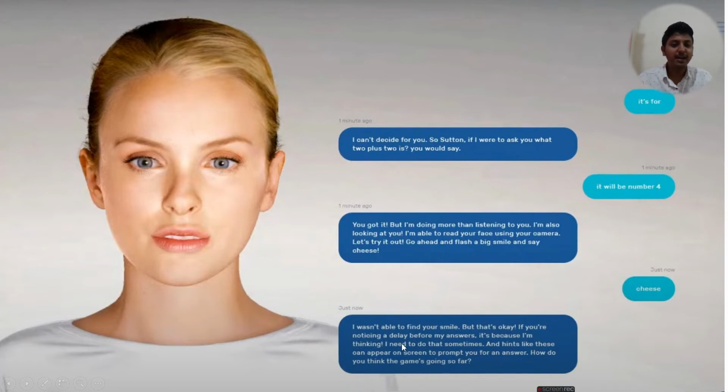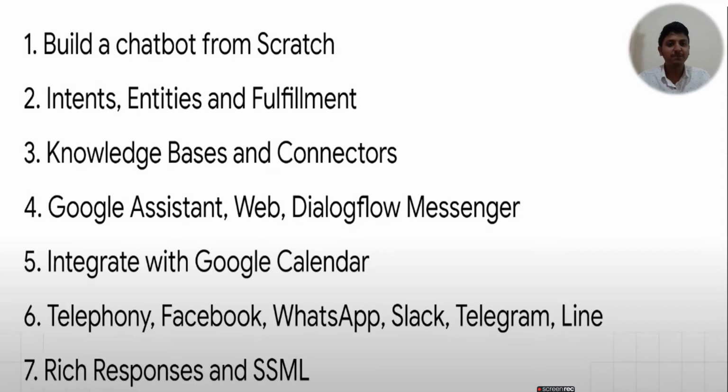If you notice a delay before my answers, it's because I am thinking. I need to do that sometimes, and hints like this can appear on screen to prompt you for an answer. How do you think the game's going so far? That means you can see here how the chatbot, and the virtual robot acting as a digital human, gives a response to me as I give the voice input to her or the chatbot.